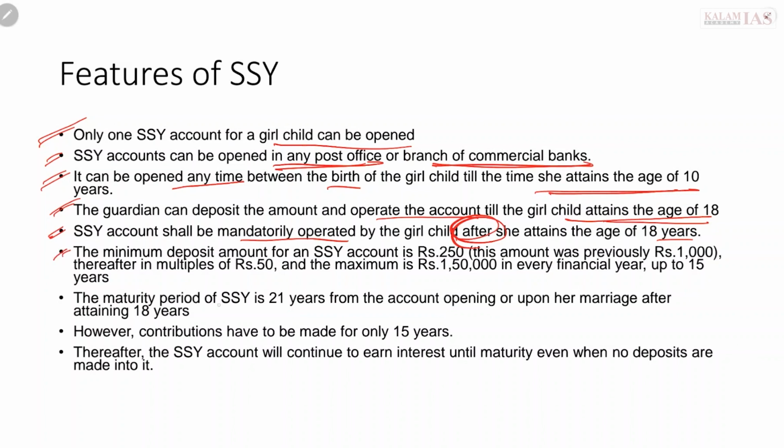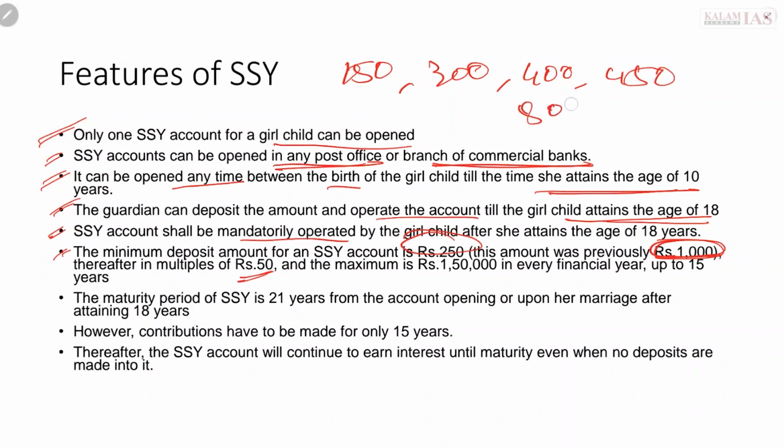Sixth, the minimum deposit amount for an SSY account is rupees 250 per year. This has been reduced recently. It was brought down to 250. Previously, it used to be rupees 1000. Thereafter, in multiples of rupees 50. So you can have 250, 300, 400, 450, 800, 850, etc. Basically, you cannot have rupees 270.